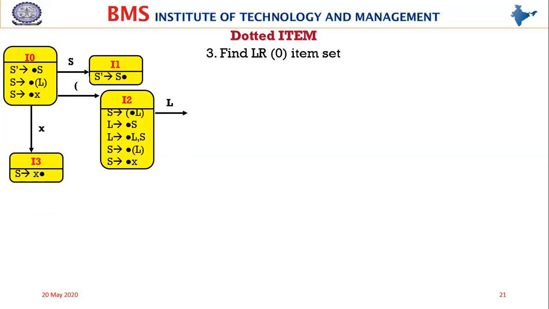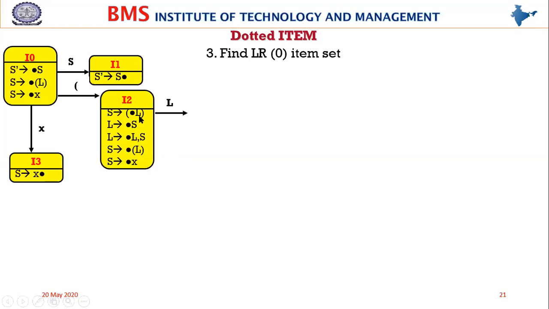Okay, now before going to the next, you can see in I1 the dot has reached the extreme right, no further movements. In I3 the dot has reached the extreme right, no further movements, and we have seen all possible movements from I0. Now the only state that can still have a movement is I2. So for that reason, we'll see the next move from I2, that is on L. We can move on L.